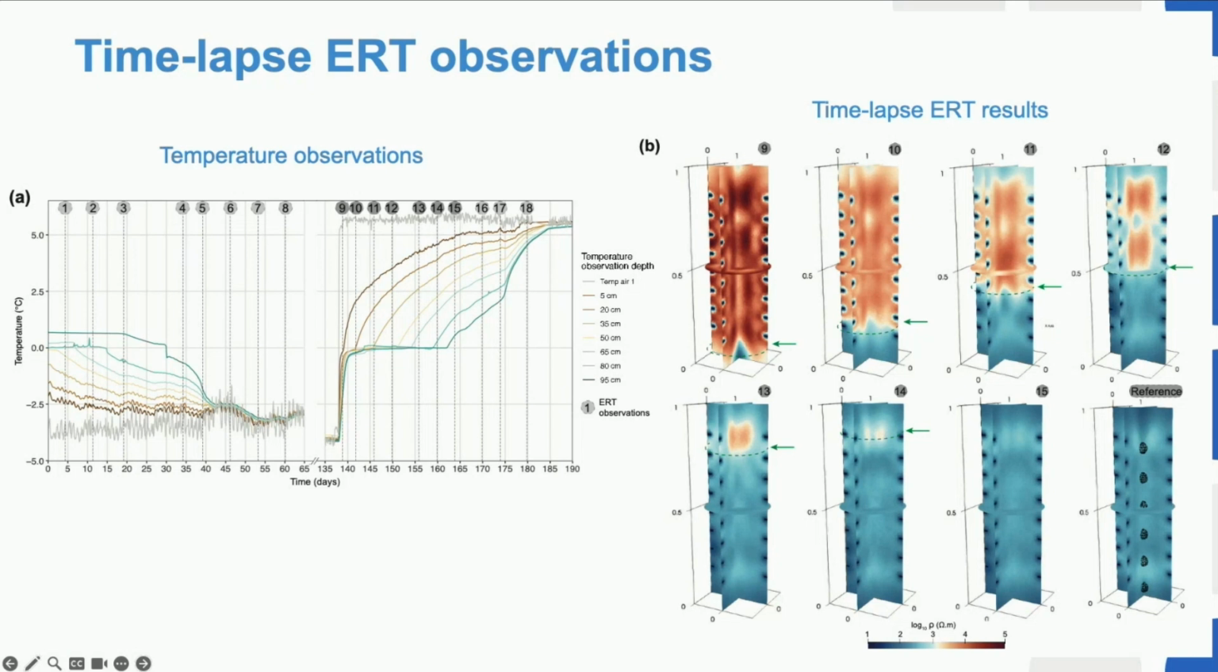Over time, you can quite clearly see that this thawing front moves vertically upwards until time 15. That's also where all the temperatures were above 0, so all the ice was removed from the column, and you can also see that in the inversion, it's completely blue, so really low resistivity. So the entire column was free of ice.